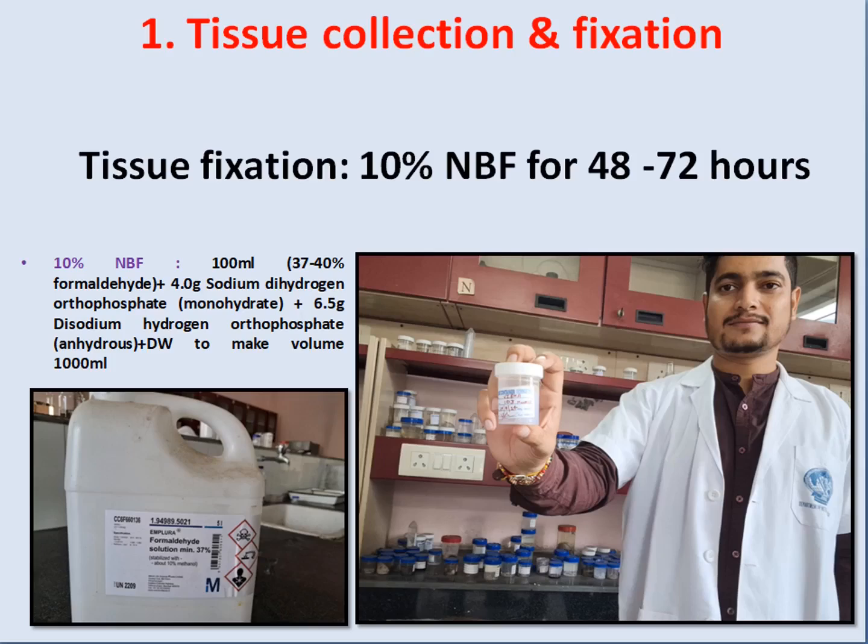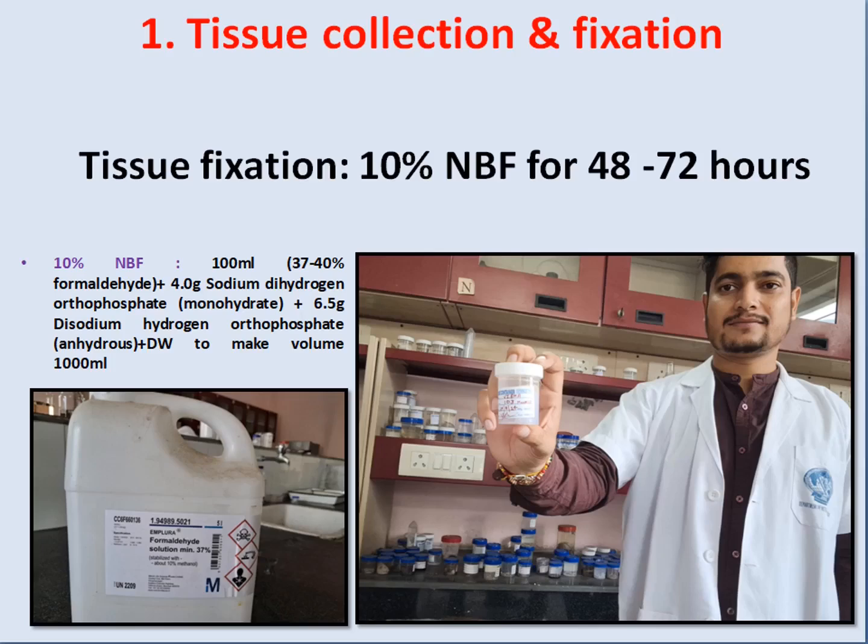If it is not, you have to fix the tissue by using 10% neutral buffered formalin. Generally, 5 millimeter tissue will fix in 48 to 72 hours, and if it is biopsy tissue, it can be fixed within 24 hours. So I have given the recipe of this 10% neutral buffered formalin.